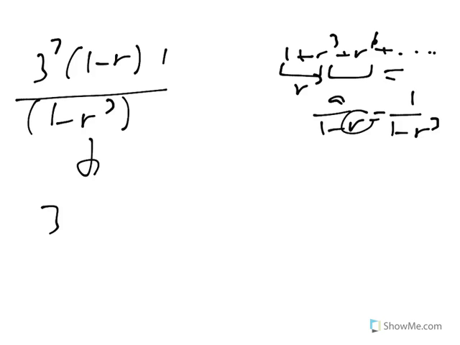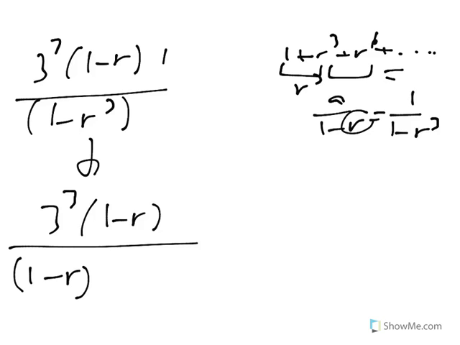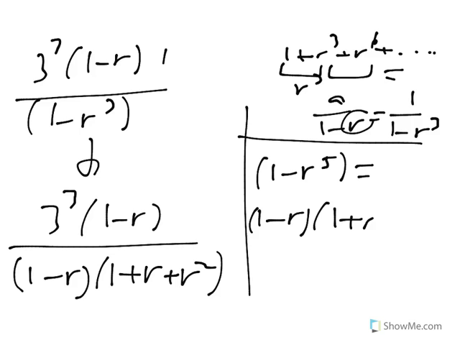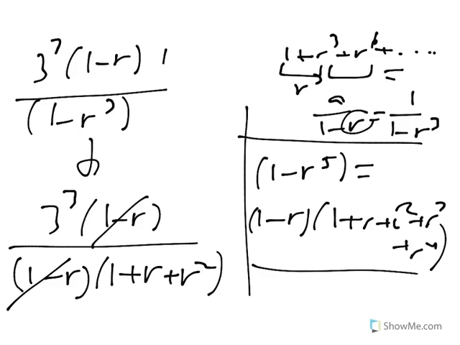Now we learned also that you can factor 1 minus r cubed into 1 minus r times 1 plus r plus r squared. And in general, for instance, 1 minus r to the 5th power could be factored into 1 minus r times 1 plus r plus r squared plus r to the 3rd plus r to the 4th. So that's a thing you can do. We can cancel out the 1 minus r's, and finally we can let r equal 1 like we wanted to from the beginning, and we get 3 to the 3rd over 1 plus 1 plus 1, which is 9, which is the exact answer.